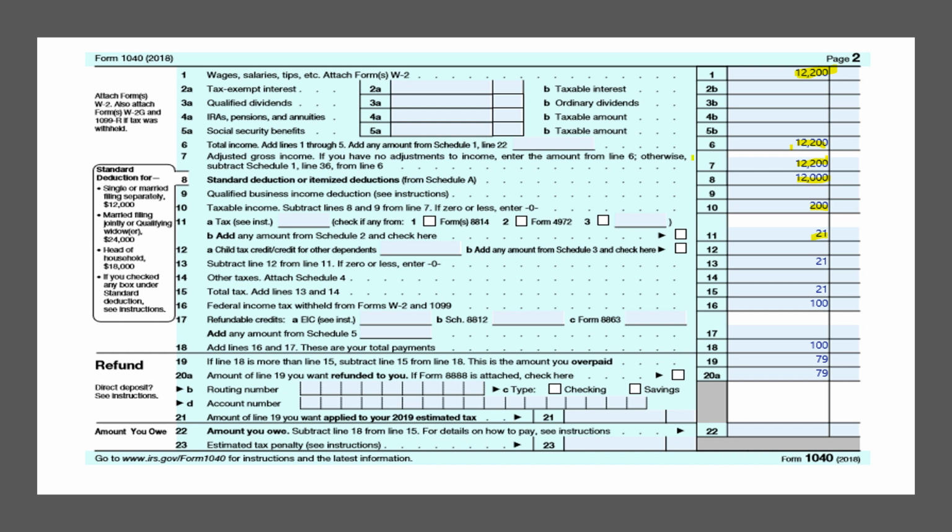Line 8, your standard deduction, will be $12,000 because if you make over $12,000, your standard deduction is $12,000. Your taxable income is your standard deduction subtracted from your adjusted gross income. In our example, that will be $200. To calculate your tax, we will look at the tax schedule on the next slide.